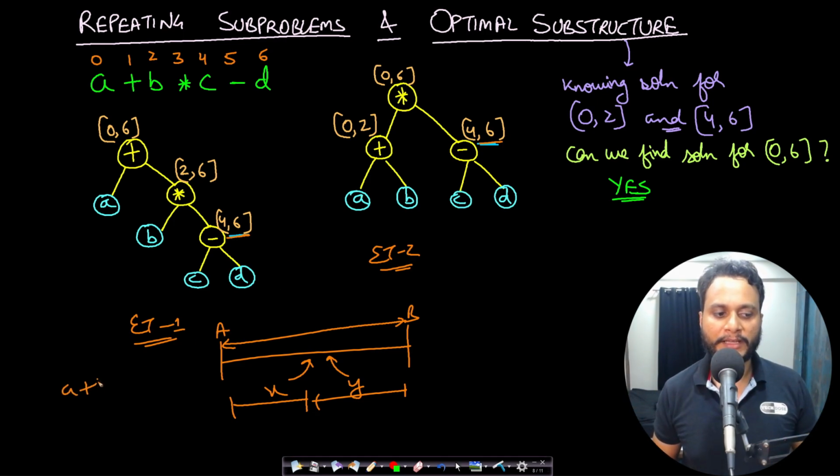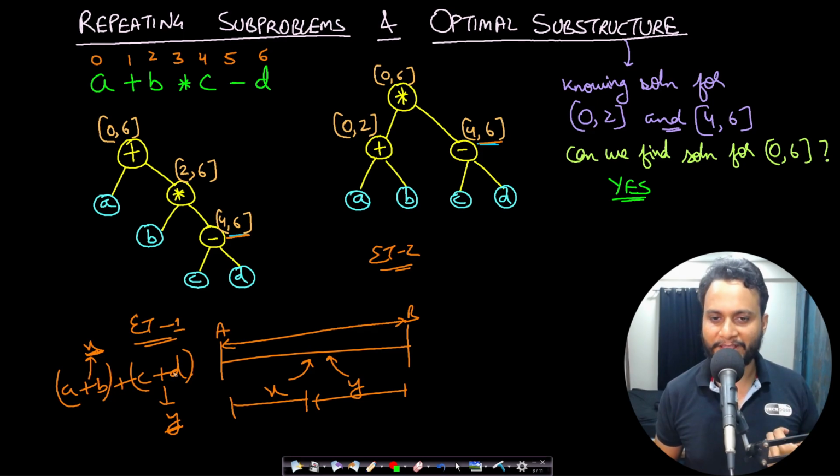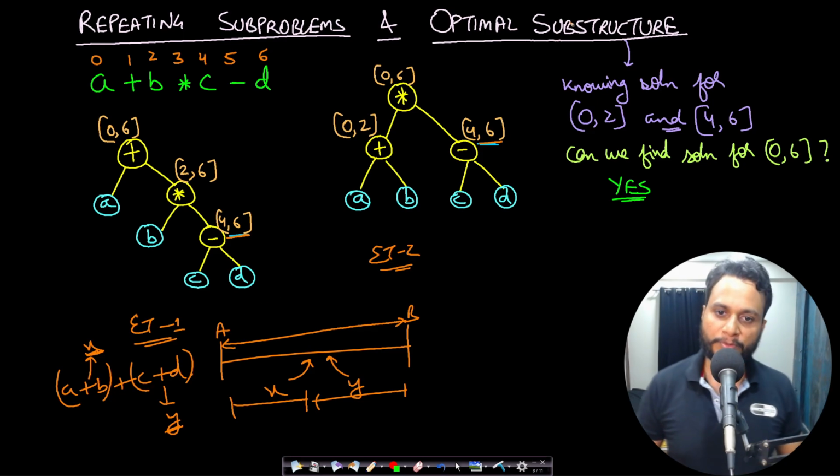Like what if I say that I have A plus B plus C plus D, but I say that A plus B is X and C plus D is Y. Can I use this X and Y and find out the sum of A plus B plus C plus D? I mean, yes, in this case. And if this property exists, then optimal substructure property exists.